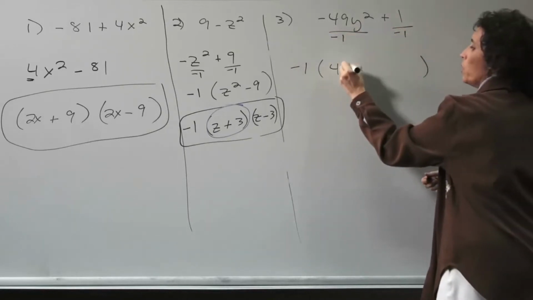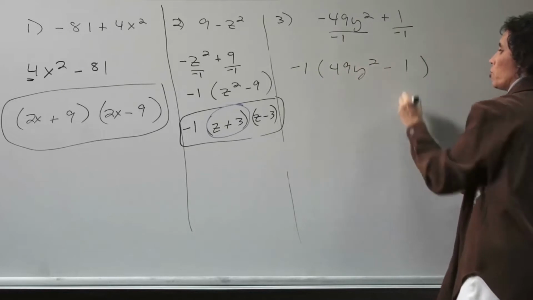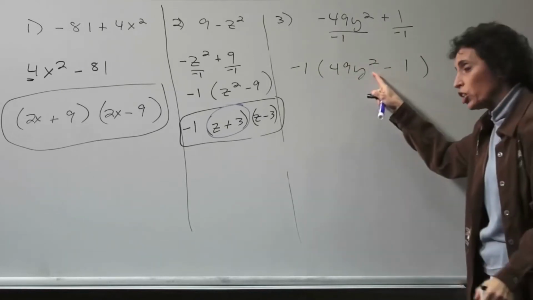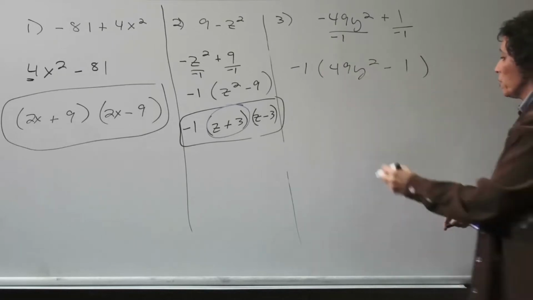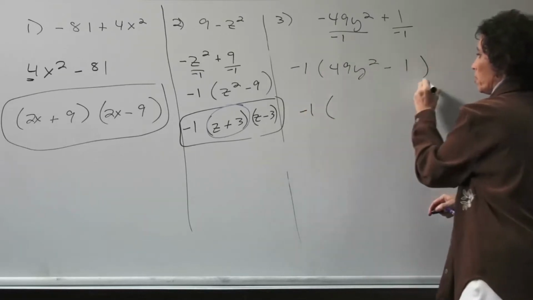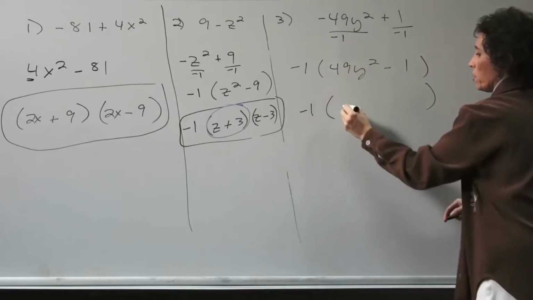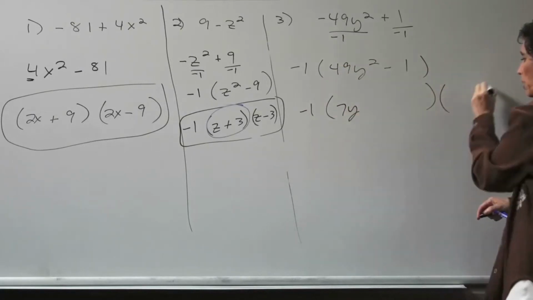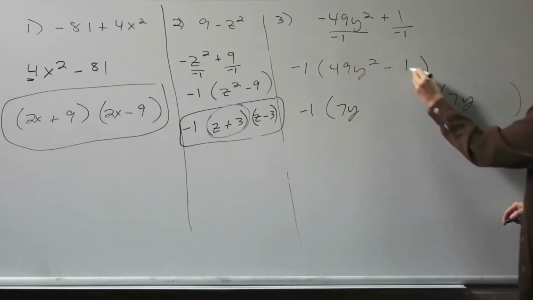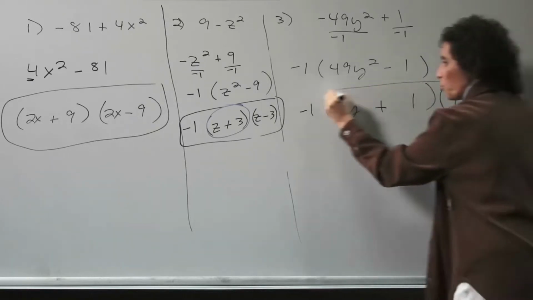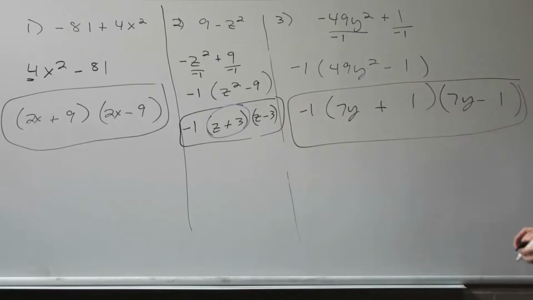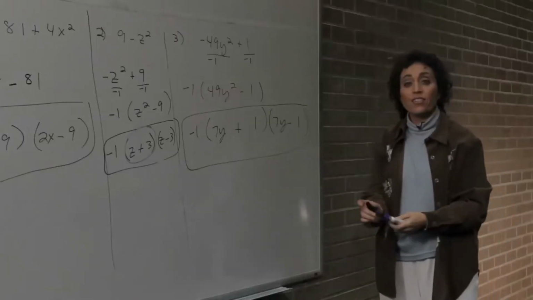And I get 49y squared minus 1. Not linear, so I'm going to check it. Two terms, I'm going to check for the difference of two squares. We do have that. Okay, so I have 7y and 7y, 1 is 1 and 1, plus and minus. So these three factors are my answer for that one. Okay? So that might be the easiest way to do that.